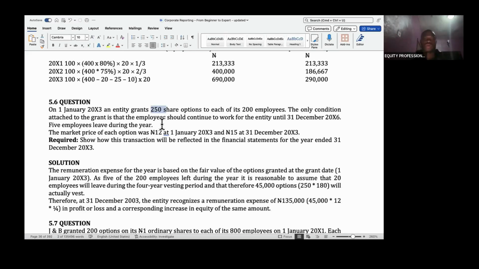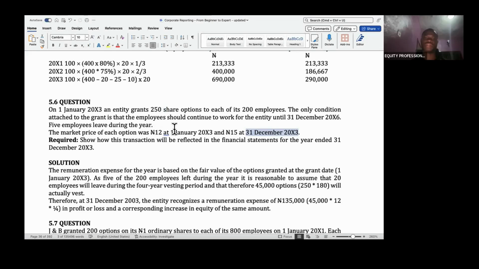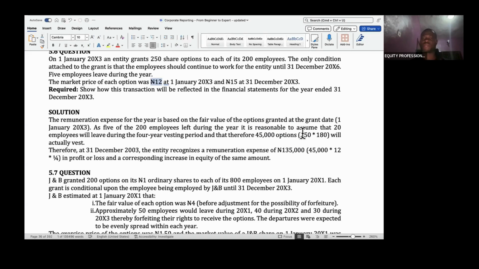Okay. So how do we measure this option? They give us the market price of the option at the grant date, and they also give us the market price of the option at the year end. So which one are we using? Grant date or year end? Grant date. Thank you. We are using the grant date, which is 12. So we just need 25 times 180, which gives us 45,000, multiplied by 12.